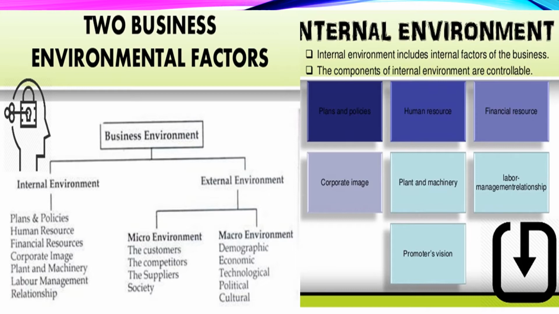Under internal environment, we have the plans and policies, human resource, financial resources, corporate image, plant and machinery, labor management, and relationship. Under external environment, there are two kinds of external environment. We have the micro environment and macro environment. Under micro environment, we have the customers, the competitors, the suppliers, and the society. Under macro environment, we have demographic, economic, technological, political, and cultural.